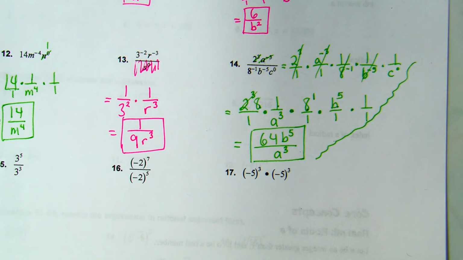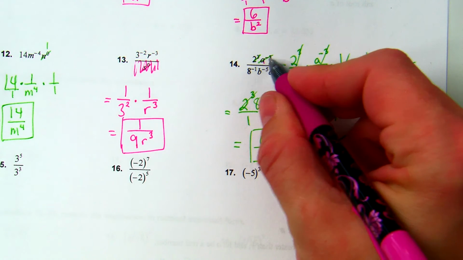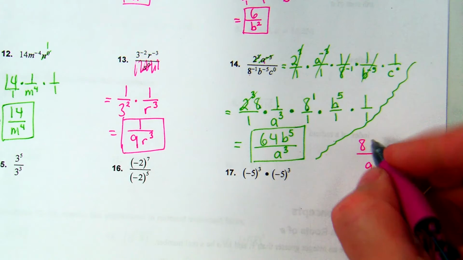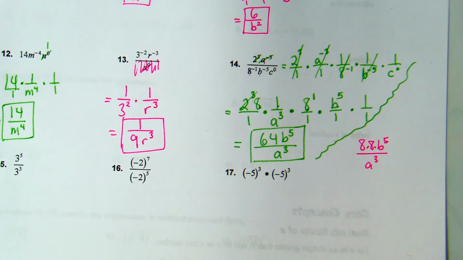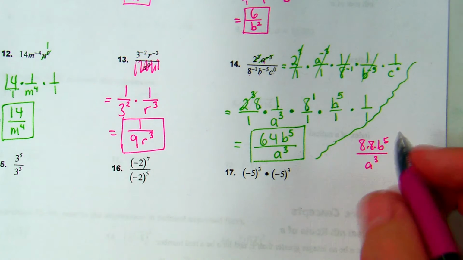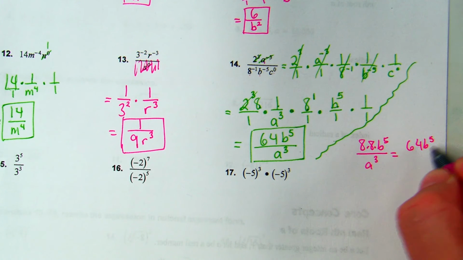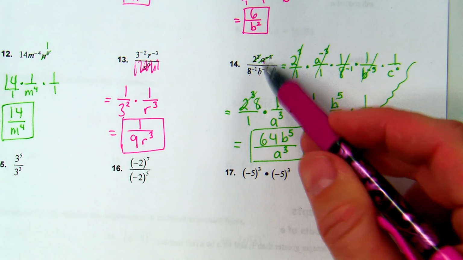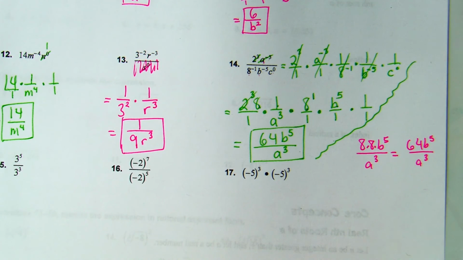I mean, I could have just looked at it and said, okay, 2 cubed on the top, that's 8. A cubed is going to go on the bottom. 8's going to go back on the top. B to the 5th is going to go on the top. And that's just a 1, so it goes away. And then real fast, I would come up with 64b to the 5th all over a cubed. Okay, so like I said, after you get to recognizing what's going to happen here, it'll go much faster, and you don't have to break it out into these pieces. All right, let's move on to 15.